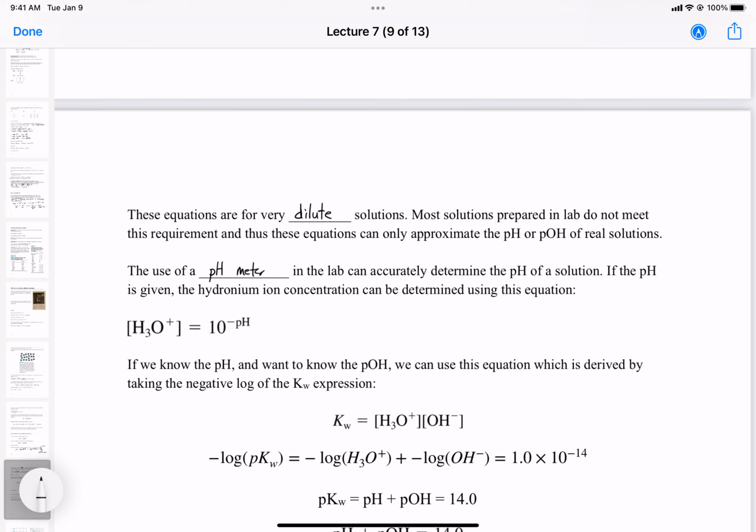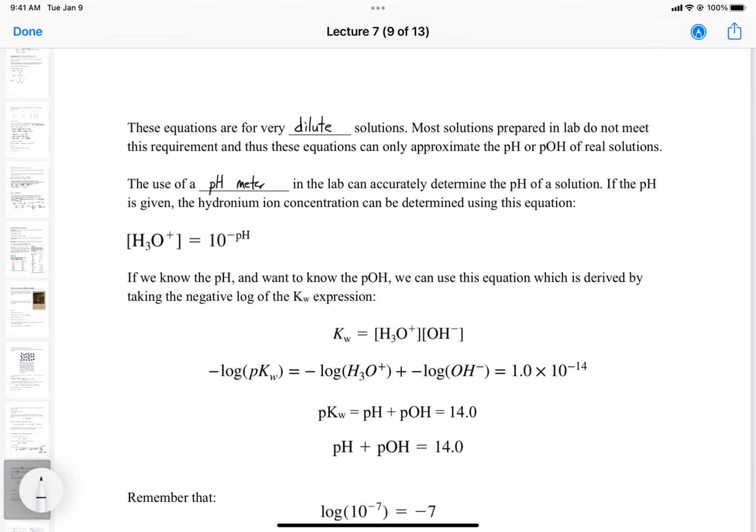So if we know the pH, then we can determine the hydrogen ion concentration. That's the thing we usually calculate from the lab, the concentration based on the pH value we recorded. If we know the pH and we want to know the pOH, we can use this equation, which is derived by taking the negative log of our Kw expression. So here's our equation: pH plus pOH equals 14.